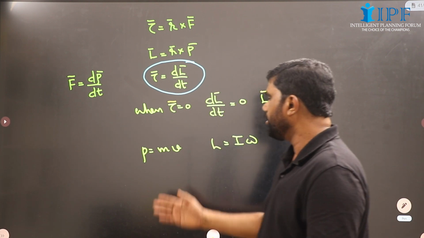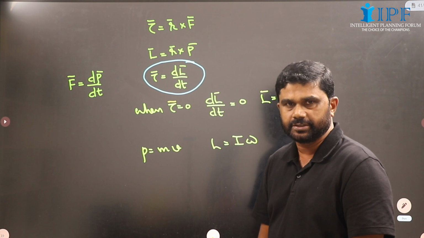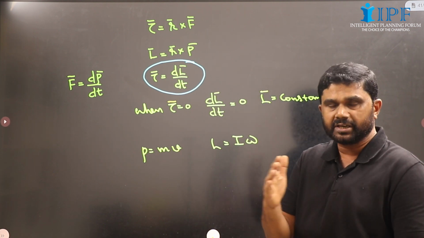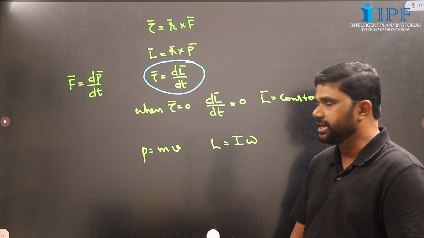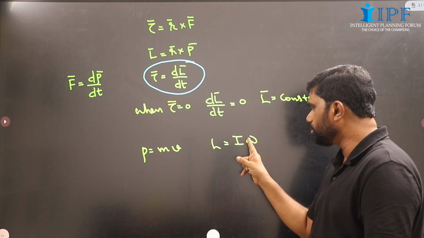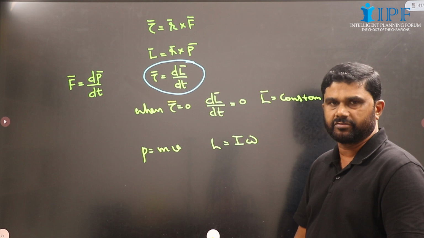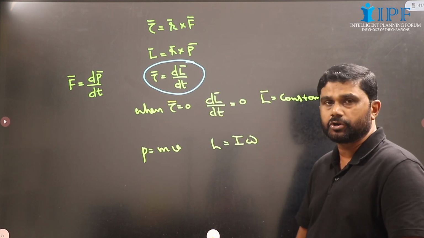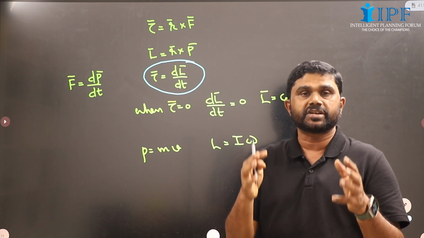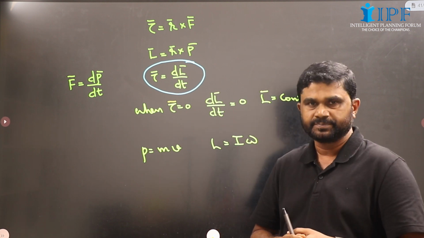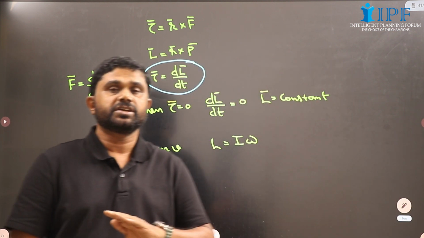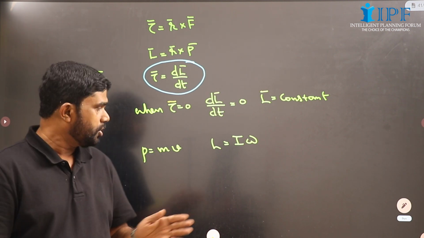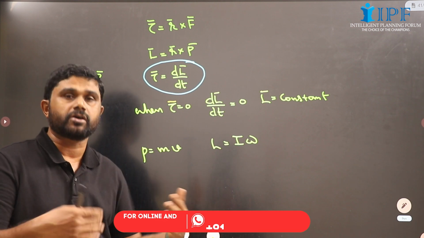Now we have p equal to mass into velocity. Linear momentum equals mass into velocity. The corresponding relation in rotational motion is angular momentum equals moment of inertia into angular velocity. And dL by dt equal to 0 means L equal to constant. It is called the law of conservation of angular momentum. When there is no external torque, angular momentum is conserved, or I omega will be constant.